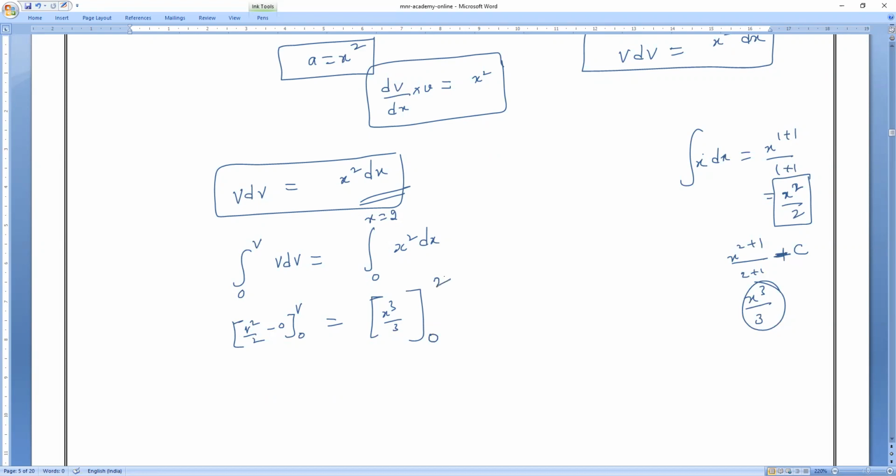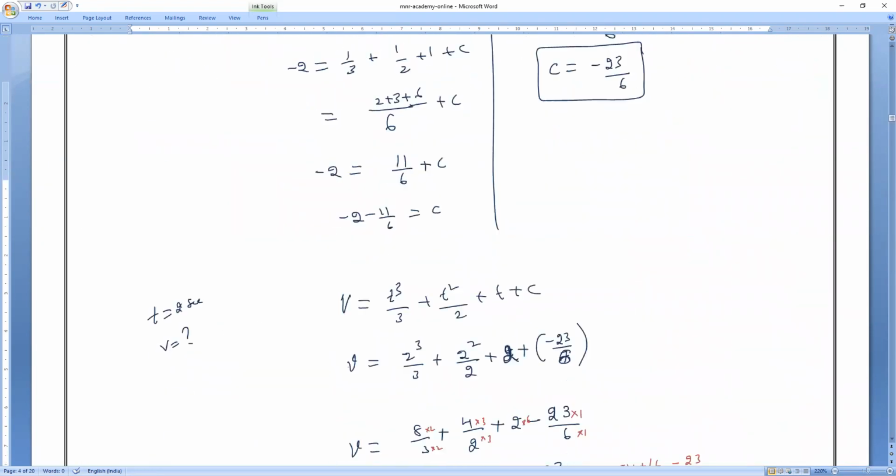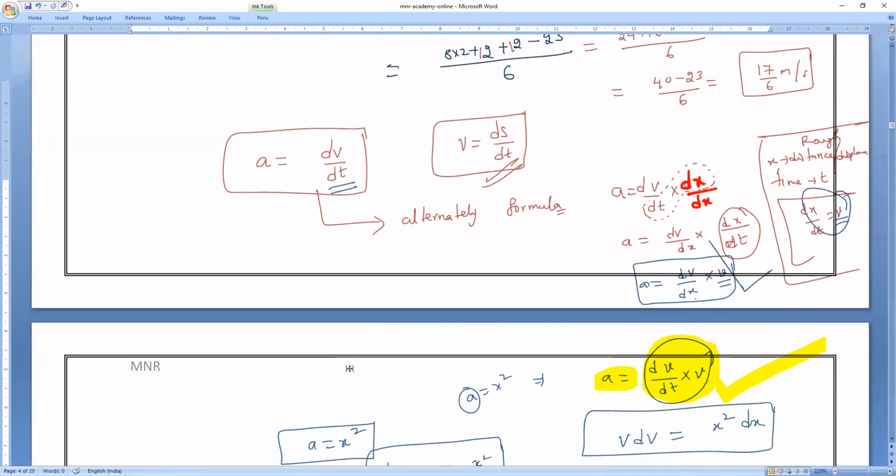Limits are between where to where? 0 to 2. I have not given it correctly, I will give you the values. So please remember, what is the first question here? If a is equal to x square, then find v. Be very careful with the question. Find v when x is 2 meters.